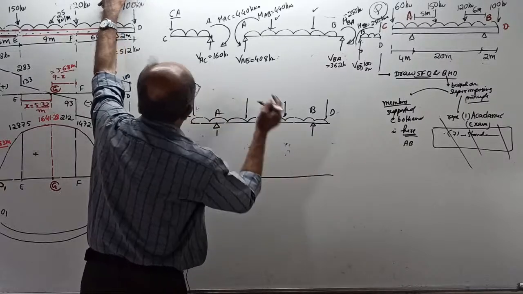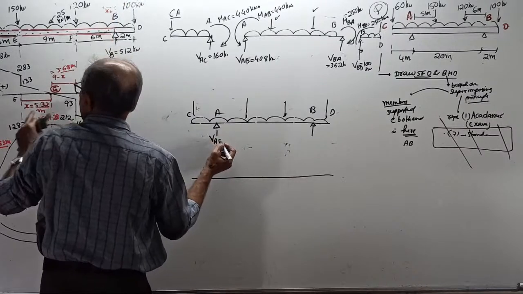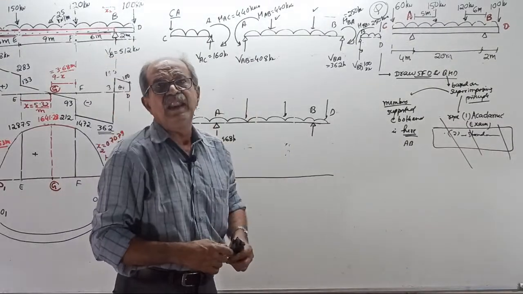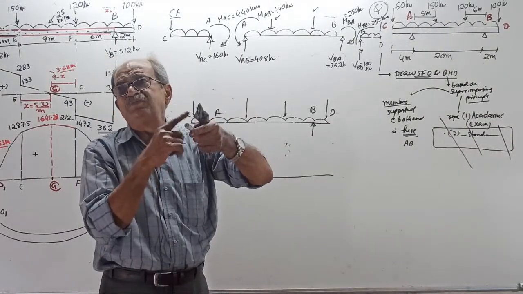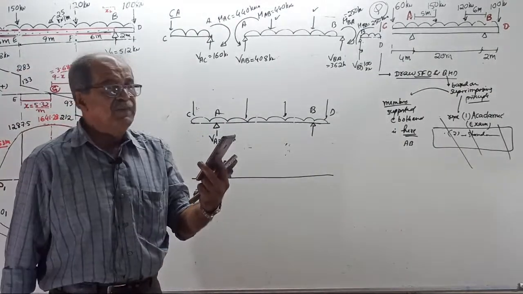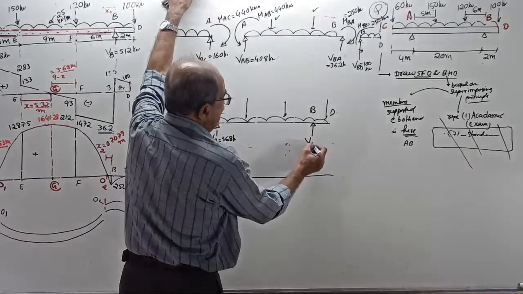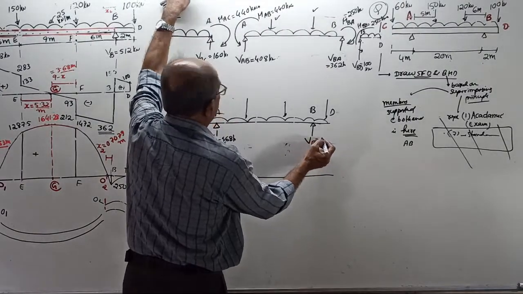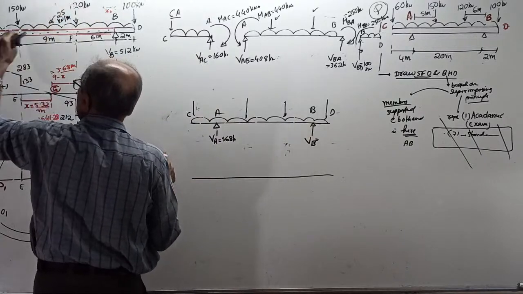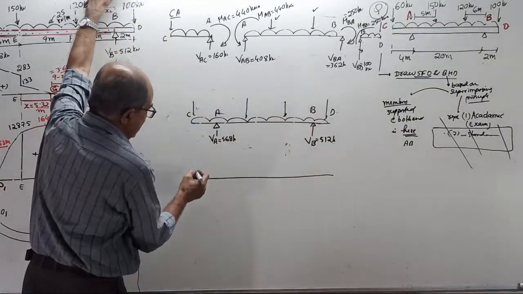Now what people do is, they add these two reactions and get a common reaction VA equal to 568 kilonewton. Lastly, you write the final VB equal to the intermediate support VB1 plus VB2. Remember that way? Then here one reaction, VB equal to 512 kilonewton. Okay, now draw the shearing force diagram.